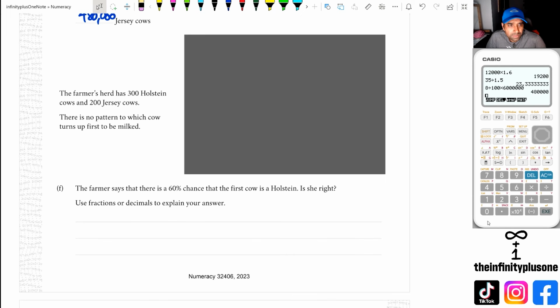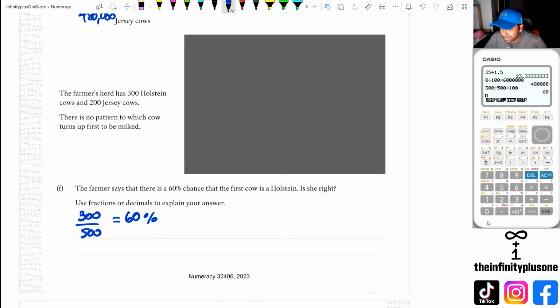Now question F: a farmer's herd has 300 Holstein and 200 Jersey. There is no pattern to which cow turns up first to be milked. The farmer says there's a 60% chance that the first cow is Holstein. Is she right? Now, we've got 500 cows in total, and 300 out of these 500 cows are Holstein. So if you work this out as a percentage, 300 divided by 500 multiplied by 100, you're going to get 60%.